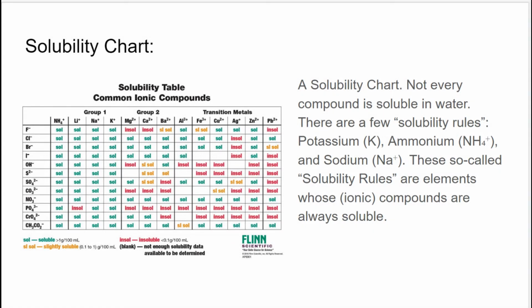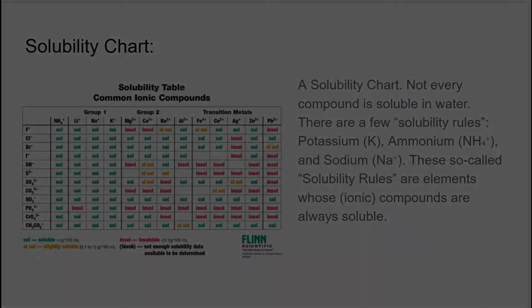Next we have the solubility chart. We have this because not every compound is soluble in water, and we have a few solubility rules. These solubility rules are elements whose ionic compounds are always soluble, and we have the elements in the solubility chart which we can use.